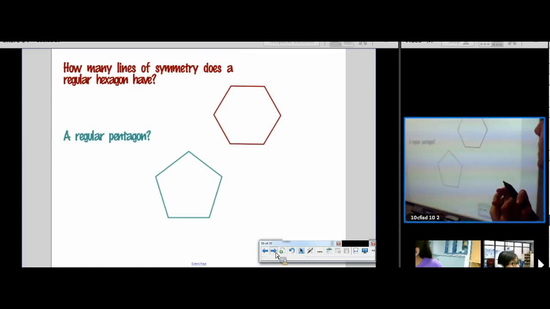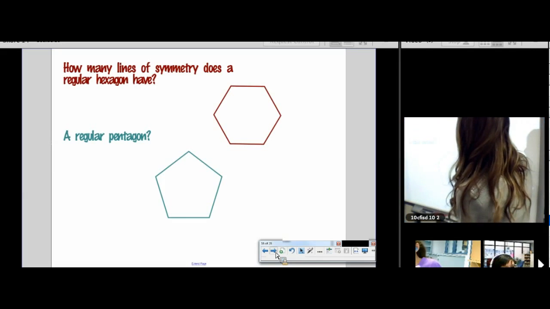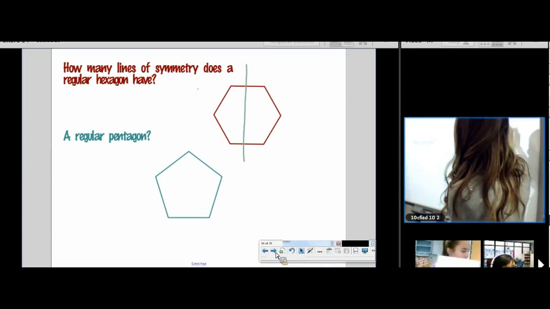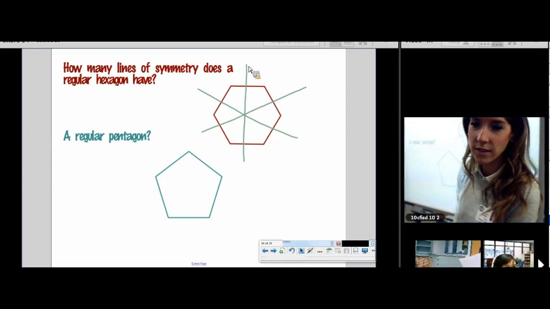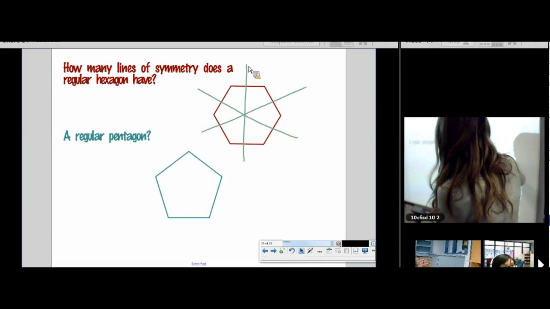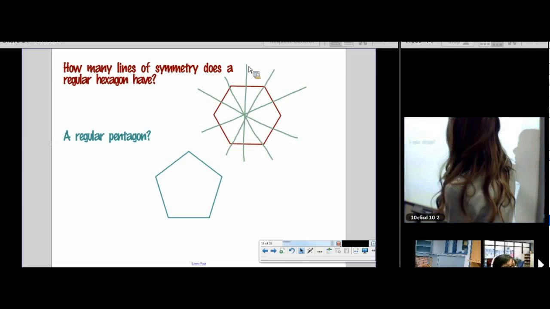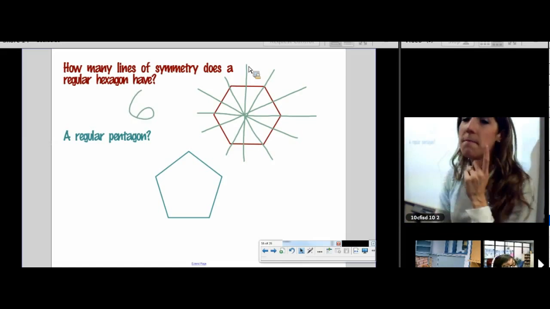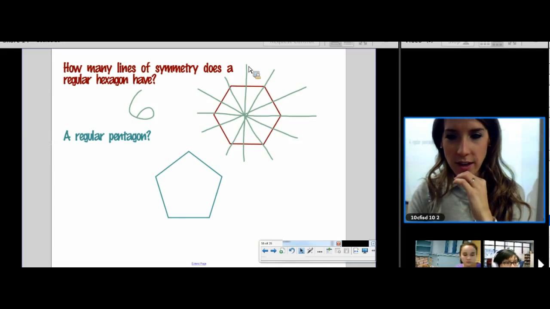How many lines of symmetry does a regular hexagon have? How many lines of symmetry? What do you think? 1, 2, 3. Are there any more? I did side to side, side to side. What about vertex to vertex? 4, 5, 6. And that's curious. It has 6 sides and it has 6 lines of symmetry.